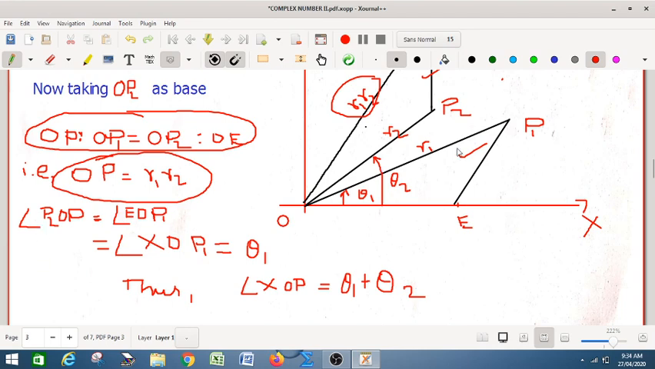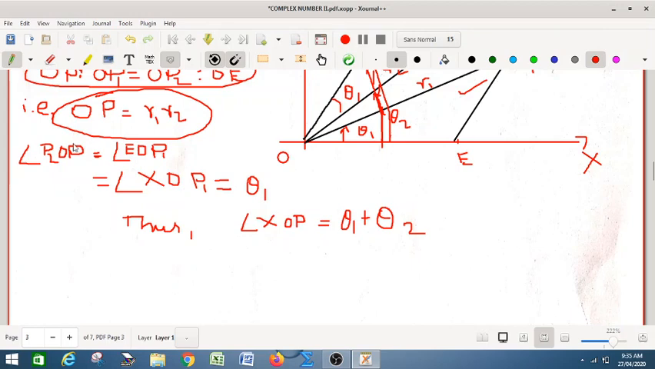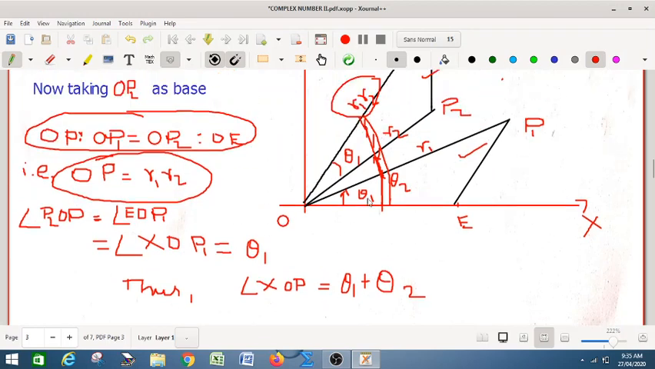Also, angle P2OP is equal to angle EOP1, by similarity. So this angle is nothing but your theta 1. So this total angle is your theta 1 plus theta 2. Look at the diagram, this angle is your theta 1 plus theta 2. Clear? So this is the representation of the product of two complex numbers.